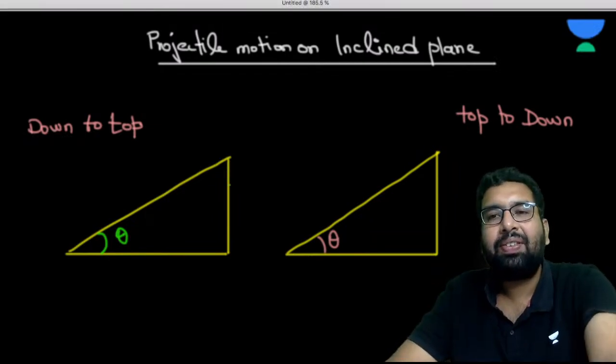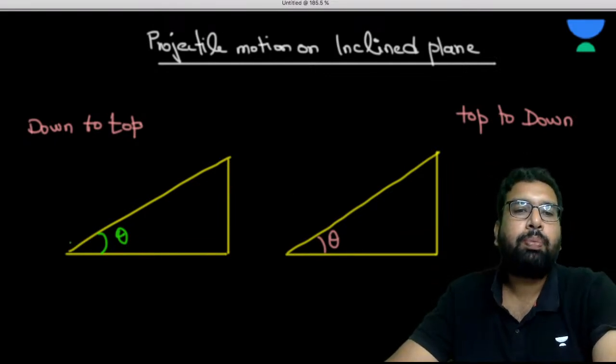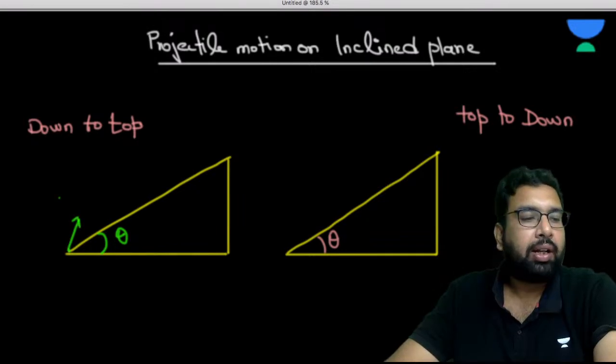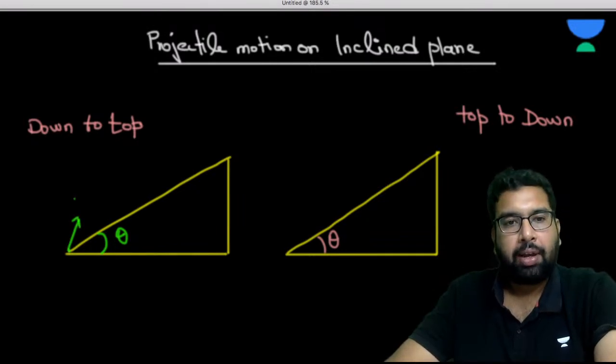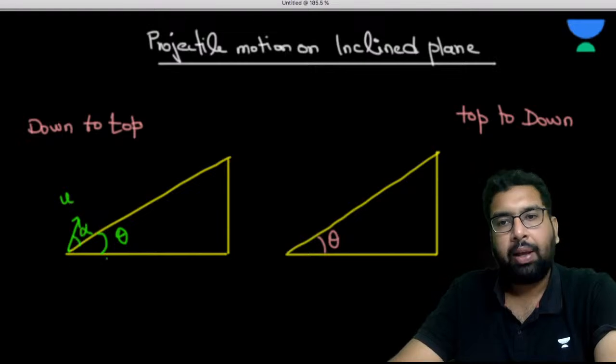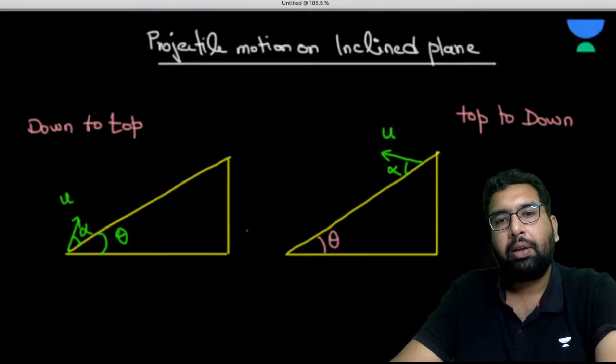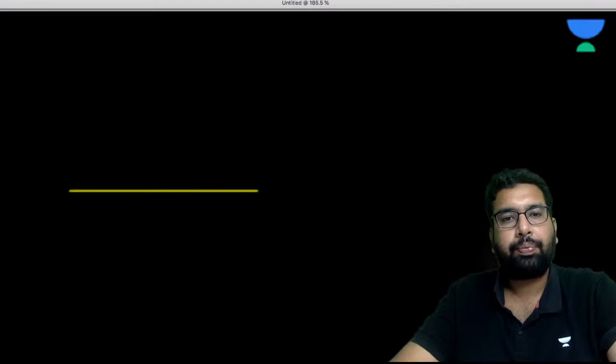Okay, so let's consider firstly down to top. That means we have the initial velocity. Let's suppose we have a projectile like this: u, and this is alpha. And when we talk about top to down, it can be like this: u, and this is going to be alpha. So now let's consider this one first, the down to top one.